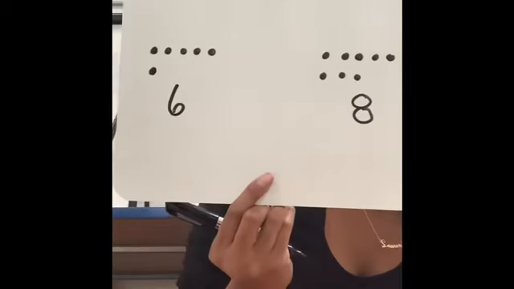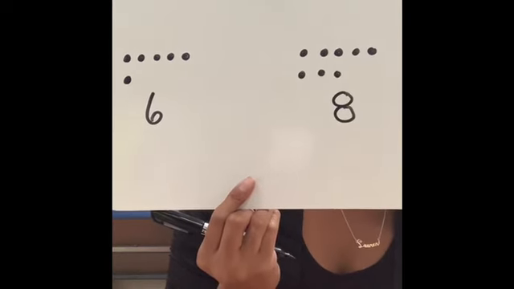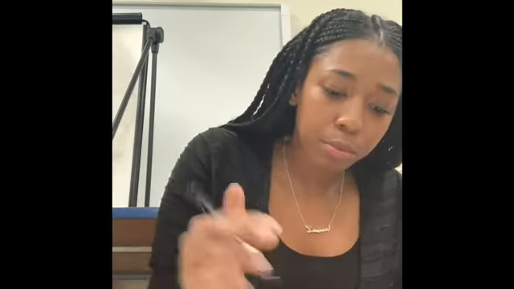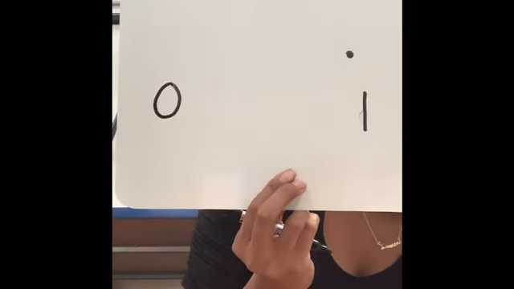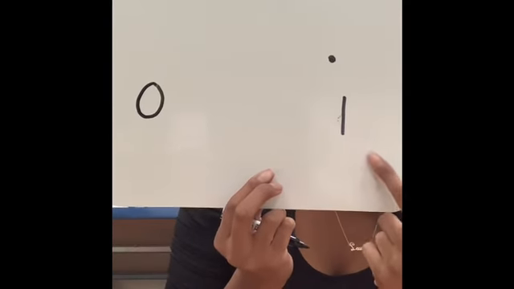Give me a second. Now, which number is smaller? Count the dots if you have to. Which number is smaller? Let's keep going. One more of these. Which number is smaller? This is not an I, by the way. This is a 1.